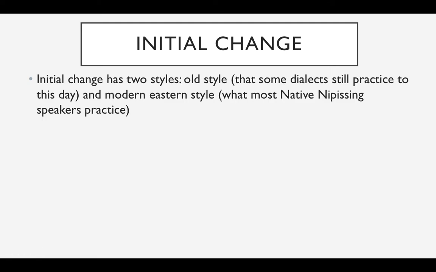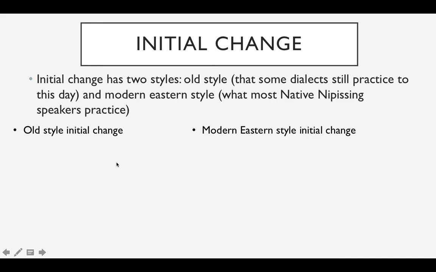So initial change has two styles that I've noticed. We have the old style that some dialects still practice to this day, and a modern Eastern style, what most native Nipissing speakers practice today. So we're going to have our old style over here. We're going to list all the vowel sounds, what they'll change to. And then we'll have modern Eastern style over here. And those vowels are going to be color-coded and underlined just to differentiate the differences.